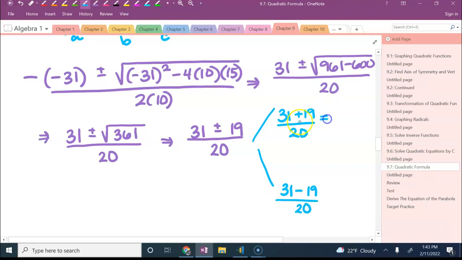So if we do this, we may not get nice whole numbers, but if you get fractions, you can always try to reduce them. So for the 31 plus the 19, that's going to be 50. So you have 50 over 20, which you could take a 10 out of both. So that reduces to 5 over 2. For this other one, you're going to do 31 minus 19 and put that over 20, and that reduces to 3 over 5.